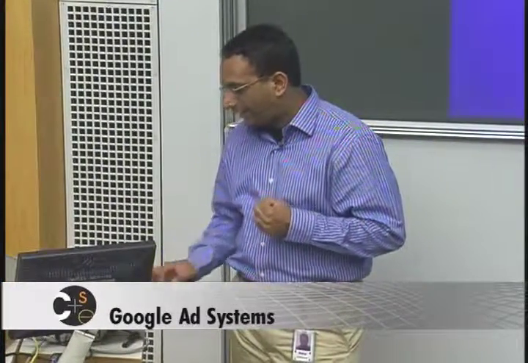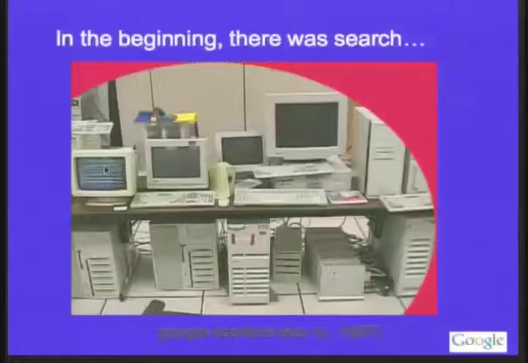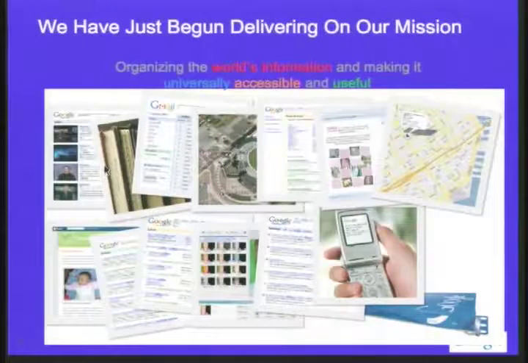So in the beginning, you've seen this picture. This is what google.stanford.edu looked like. A whole bunch of machines, and Larry and Sergey had bought a bunch of hard drives from the back of a truck and built out these machines. And then we have been working on a number of other products. We've been working on collaborative applications, email, instant messaging, large systems, and of course, ads.